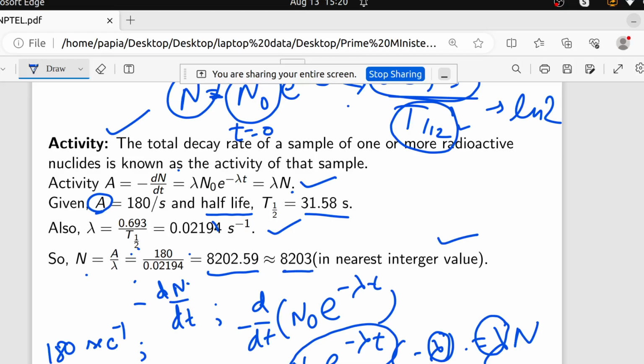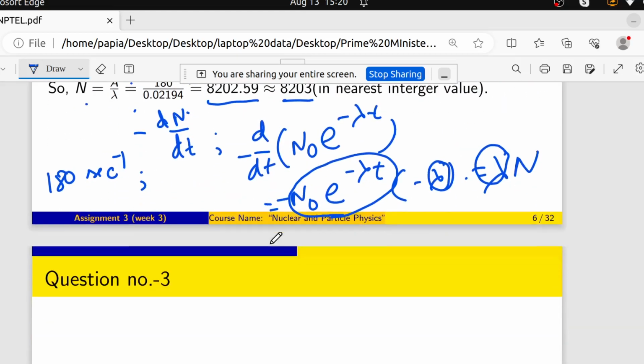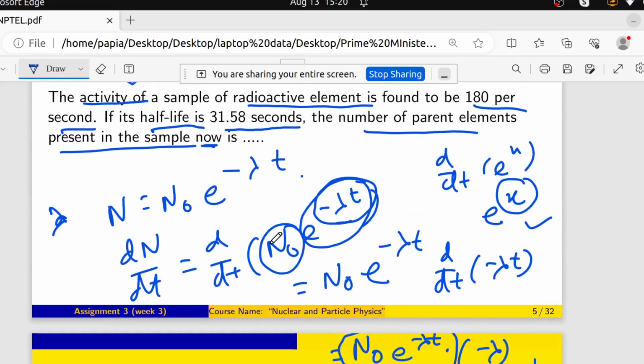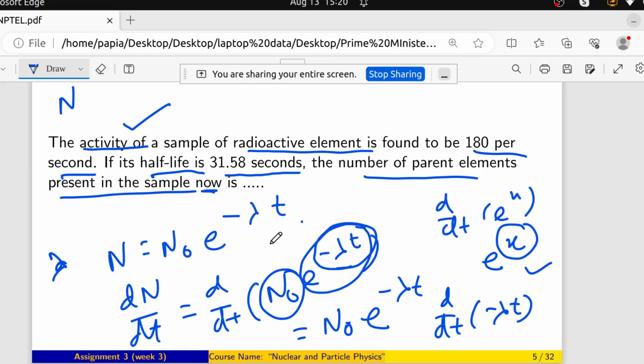Okay, so this is the first question, and the second question is next. I think no one has any problem on that.